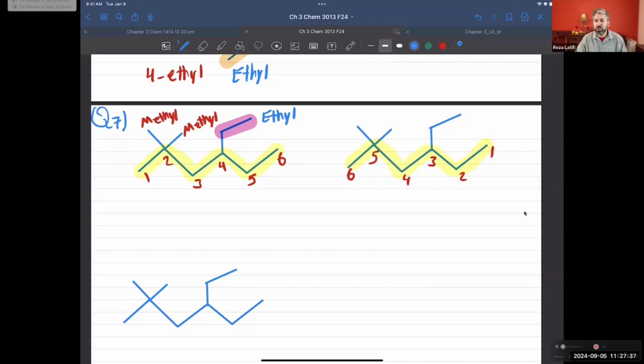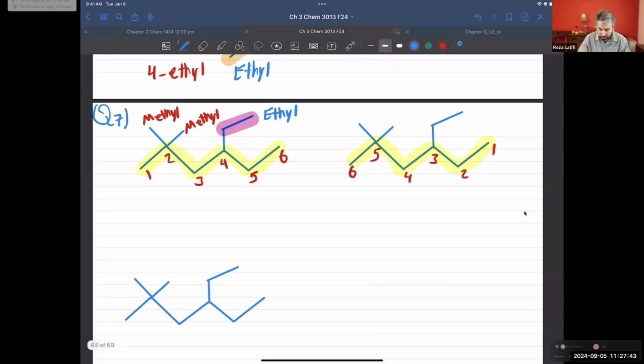And why don't you say 2, 2, 4? Okay, be careful, guys. On the second carbon, we have two methyls. So you have to say, on the second carbon, I see a methyl. Again, on the second carbon, I see another methyl. And on the fourth carbon, I see an ethyl.